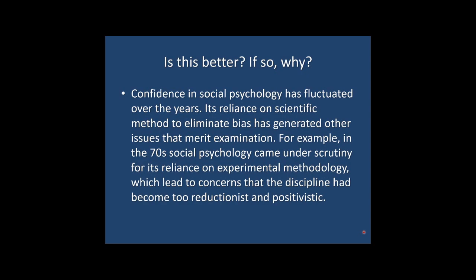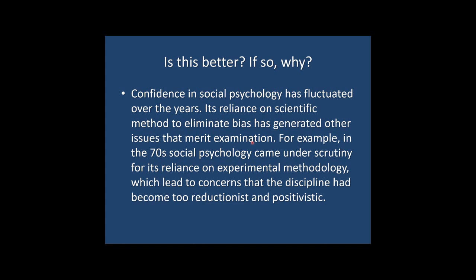Now, one of the things you'll notice with this piece of writing is they've removed all of those slightly ambiguous or informal terms that the previous piece of writing had used and replaced them with more precise formal equivalents. So let's go over a couple of examples. Confidence in social psychology has fluctuated, whereas before they said gone up and down. Its reliance on scientific method to eliminate bias rather than get rid of bias has generated other issues that merit examination rather than need to be checked out.